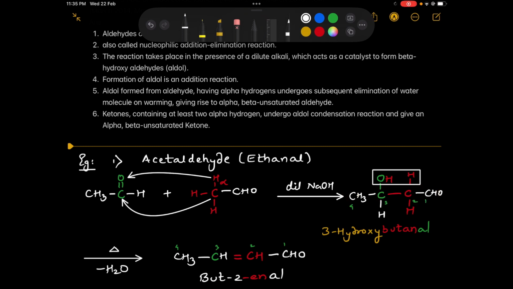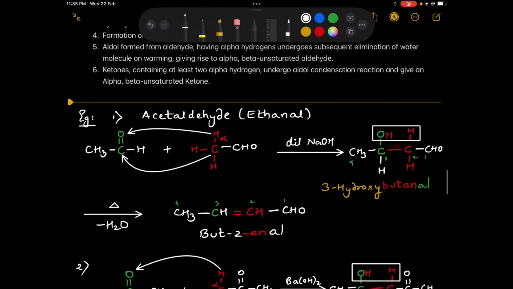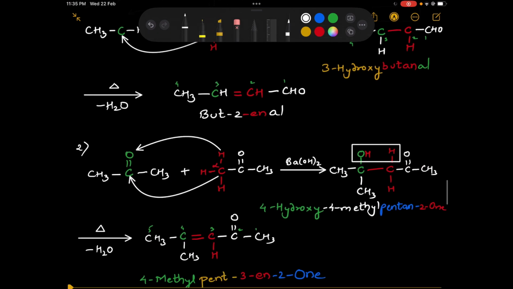This aldol, further on heating, if it is having one more alpha hydrogen atom, will undergo an elimination reaction. Elimination of a water molecule takes place and we get an alpha beta unsaturated aldehyde. Let's move on to the next example. I have taken a ketone over here.